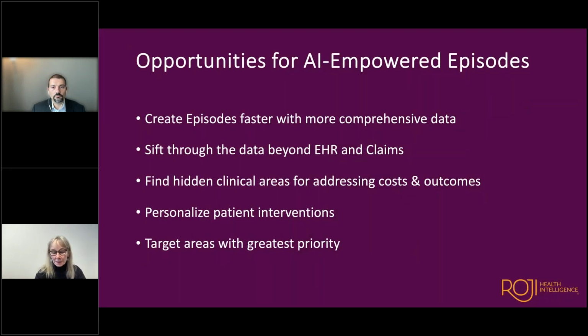Now, if AI were addressing episodes, it would be much faster. It could be done with more comprehensive data. You could use different sources of data than simply provider data and claims. You could find hidden clinical areas for addressing costs and outcomes. And you could personalize all of the different patient interventions, perhaps using sources of patient preferences or provider capabilities. And you can target the areas with greatest priority when you're dealing with the solutions to the discoveries that come out of episodes. It would be very powerful if you had the data in order to do it.